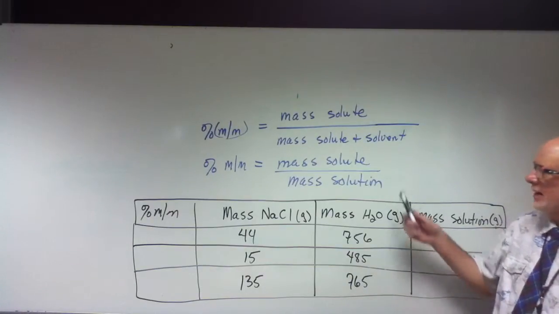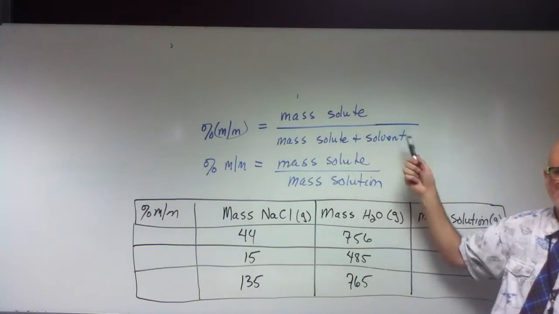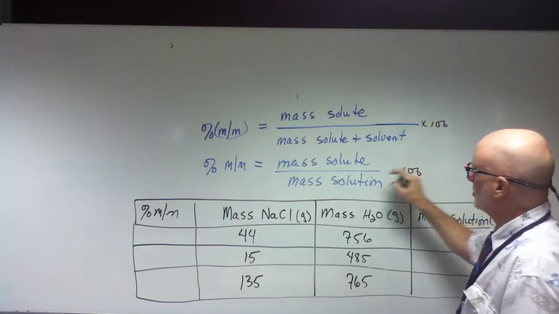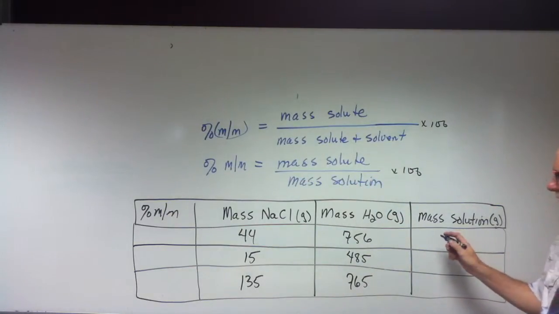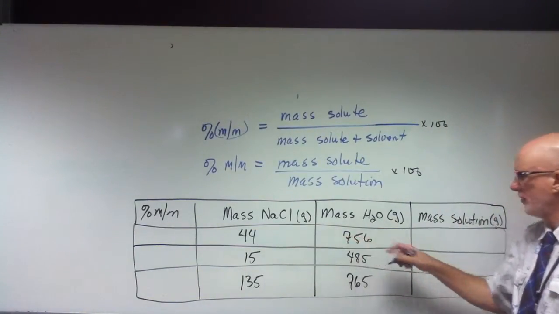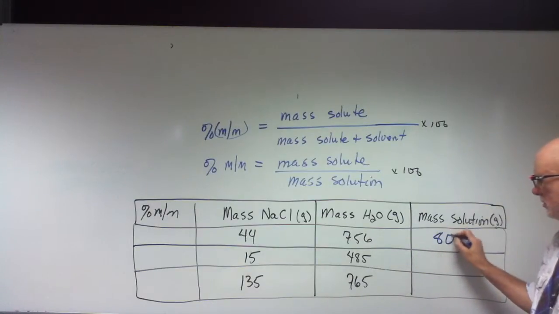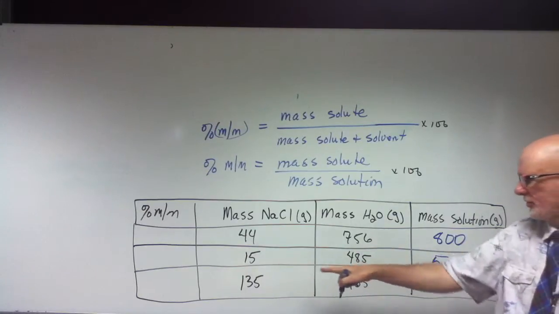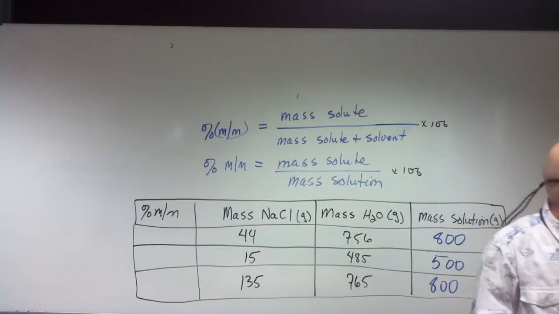So remember, it's going to be mass of solute divided by mass of solute plus solvent times 100, right? So it's the mass of the solute divided by the mass of solution, yes? So what's the mass of the solution in each of the following? What's the mass of the solution? So what is 44 plus that? 15 plus that? 135 plus that? 900.